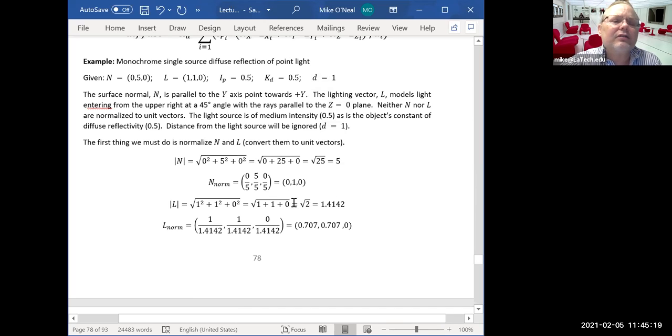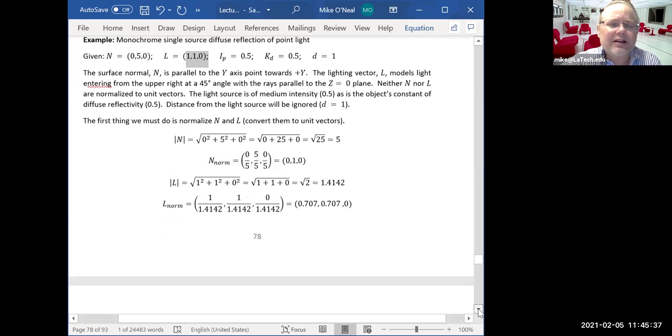How do I put all this together? Well, I need to normalize these puppies because these aren't of length 1 yet. So first thing you do is you normalize your normal and you normalize your lighting vector. So now our normal is 0, 1, 0, and our lighting vector is 0.7, 0.7, 0.